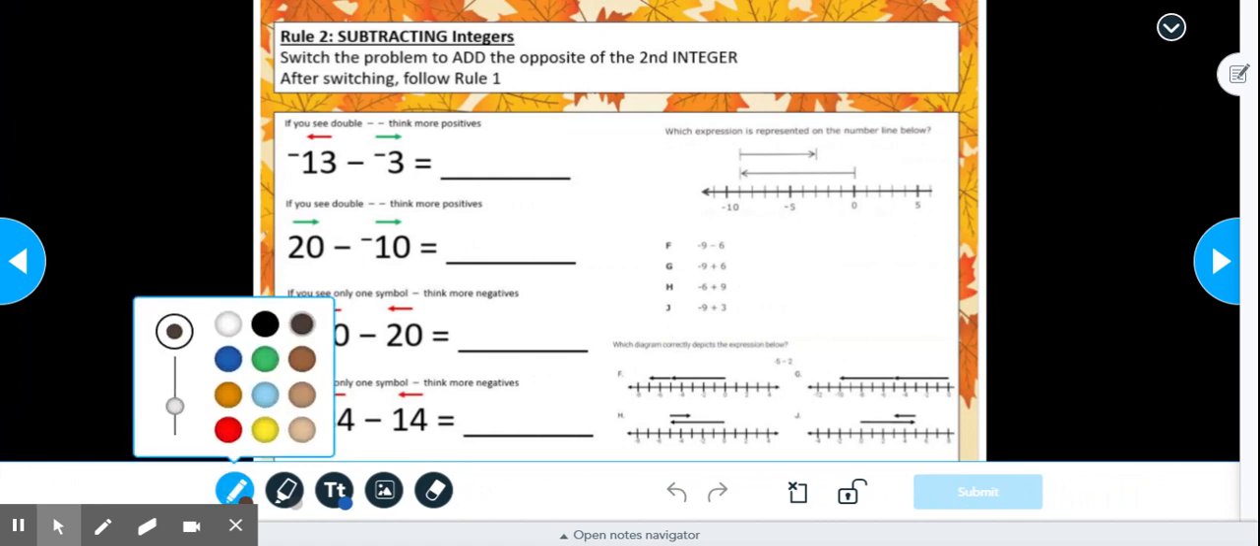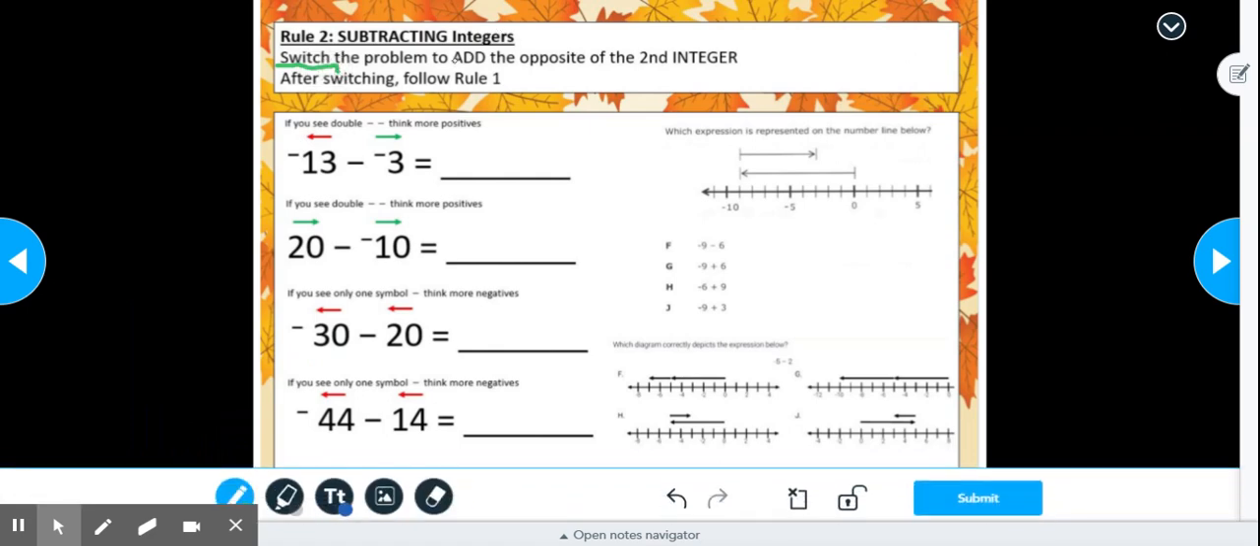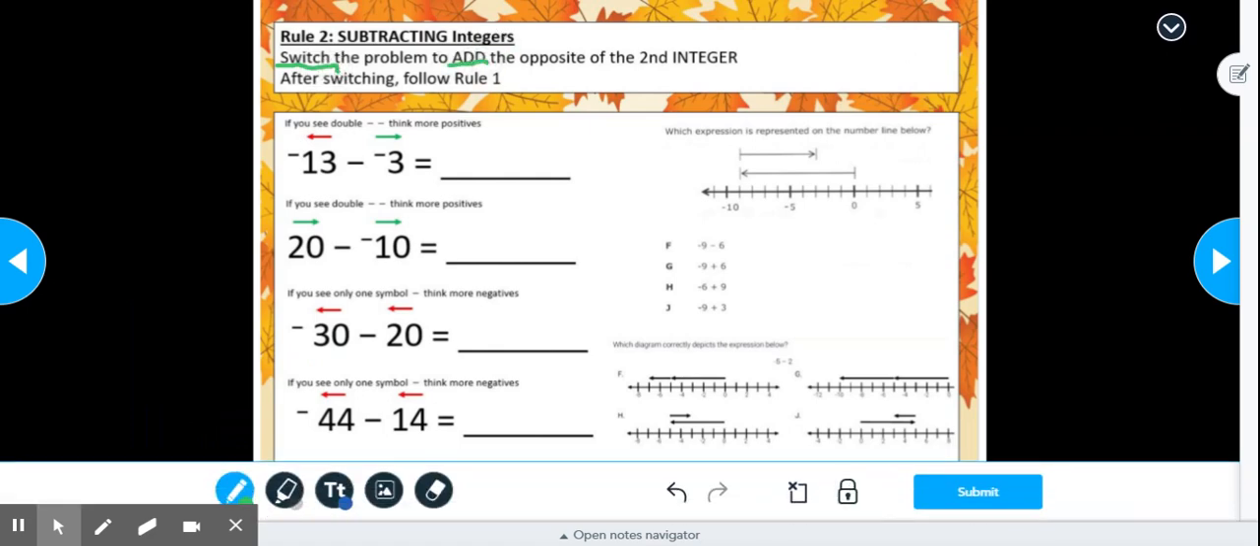Okay, so now subtracting integers. So I'm going to follow our subtracting integers rule. Subtracting integers, we got to get in the habit of switching the problem to addition and switching the sign of the second integer. Whenever we see these double negatives, we need to think we are getting more positive. So what this is really saying is double negatives, we're actually adding 3. Double negatives means we're getting more positive.